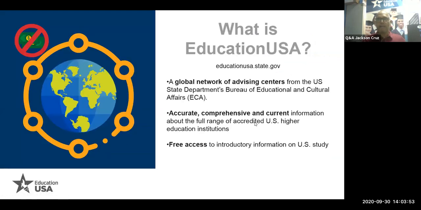So what is Education USA? Education USA is a global network present in more than 175 countries around the globe. This is a Department of State network that provides information to international students wanting to know about accredited institutions and how to apply. It is of free access and it allows students to know a little bit more on the different procedures on how to apply to colleges and universities in the United States.